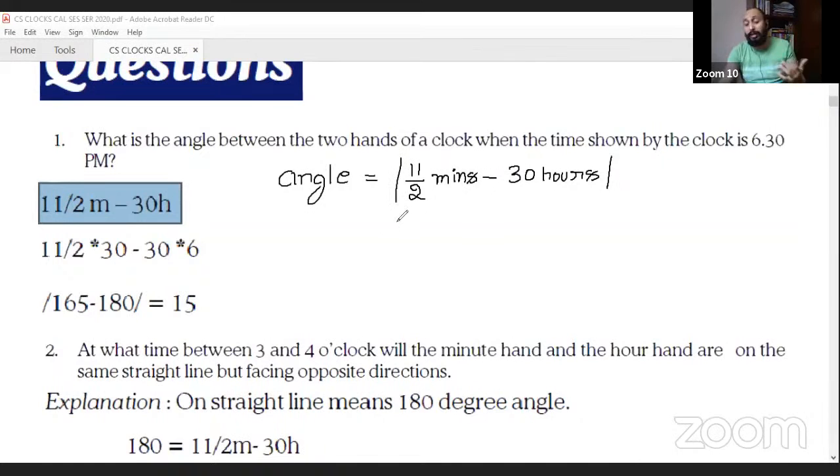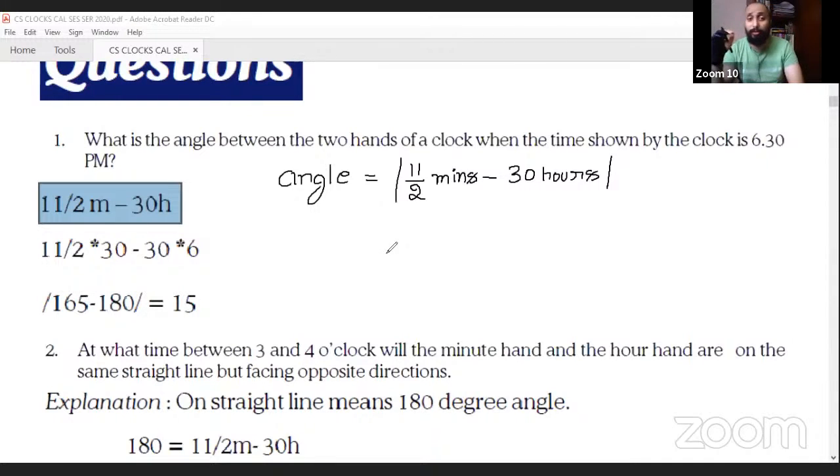Modulus means if it comes negative also, we take it positive. If it comes positive, we keep it positive, we don't change it. So modulus means we need to keep the angle positive. Is this clear, everybody? What I am trying to say is, this shortcut is one of the most important shortcuts in clocks and calendar. There would surely be one question on this shortcut. So please make no excuse in learning this shortcut. This is important.